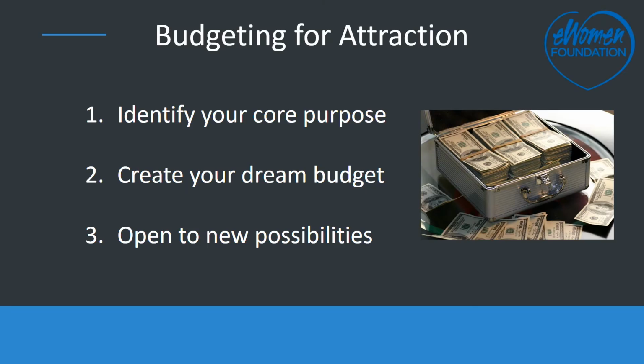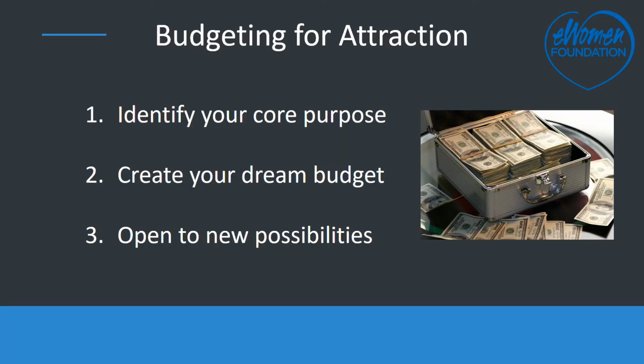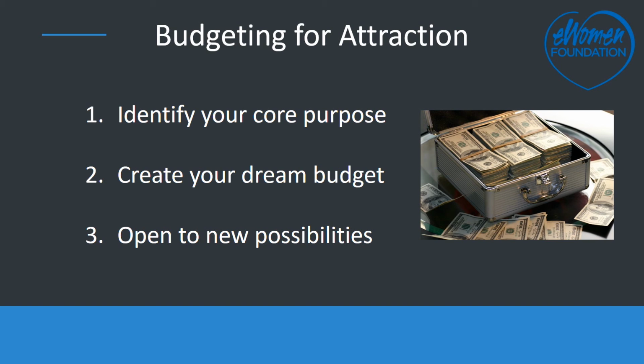To sum up, this is how you budget for attraction. First, you identify your core purpose, because those donors, those people who want to make an impact with their dollars, are going to be more attracted and more likely to give you money when your purpose is clear, because they know where it's going. They know the impact that their dollars are having. The second step is to create your dream budget. Allow yourself to live in the possibility that you can do what you want and make the impact that you want. And the third step is to open to those possibilities so that you can see new possibilities coming in.